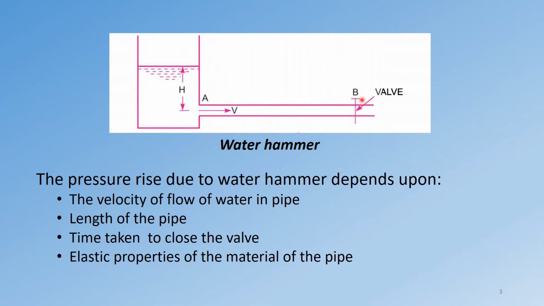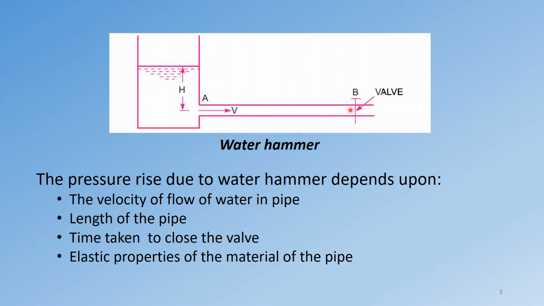So as I said earlier, when the water is flowing freely through this pipeline and this valve B is suddenly closed, a pressure wave will propagate through this pipeline and go and hit this valve. So if we clearly observe, there will be a ringing sound or a hammering sound, and this is known as water hammer.